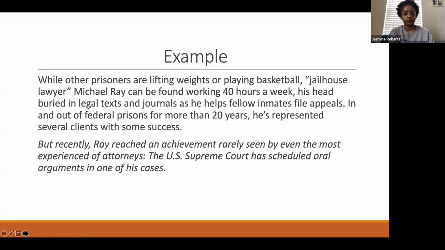Excellent. All right, what about this example? It's a little bit longer. So go ahead and read that to yourself. In the same situation, go ahead and put your answer in the chat.